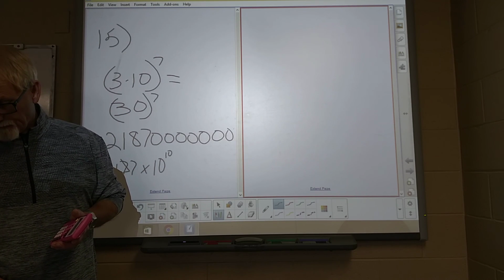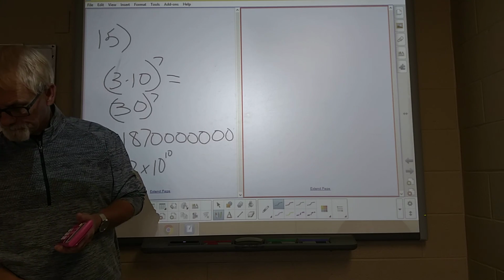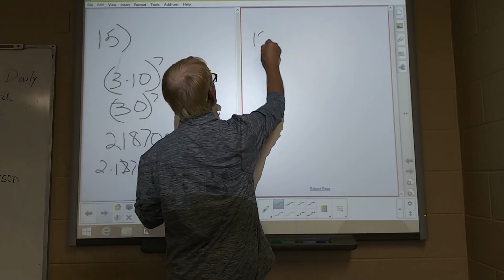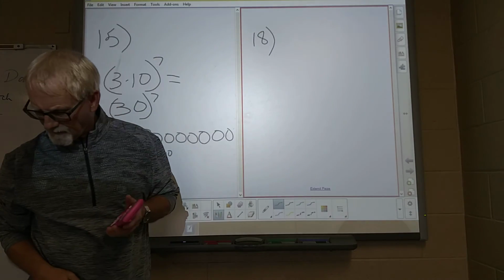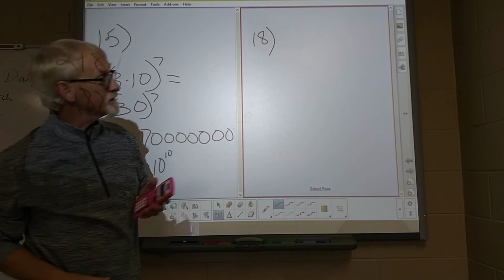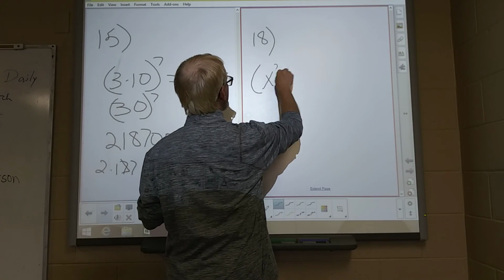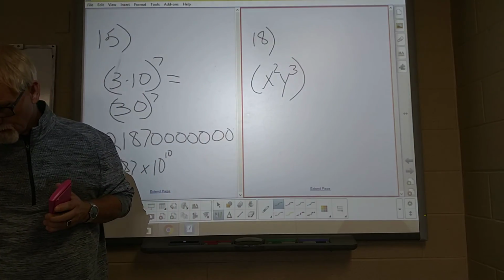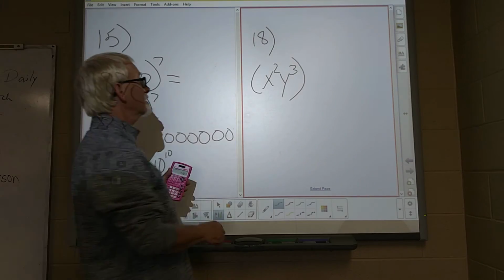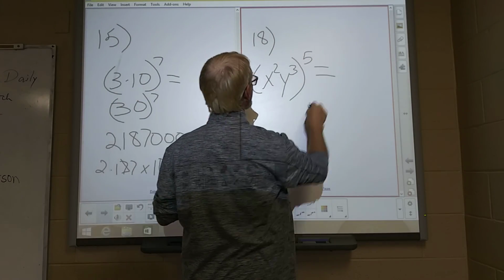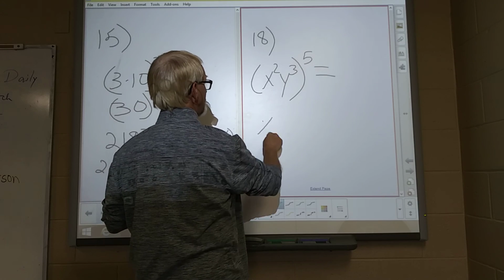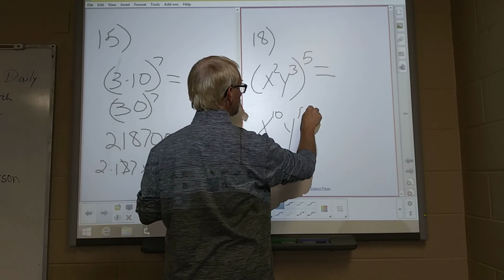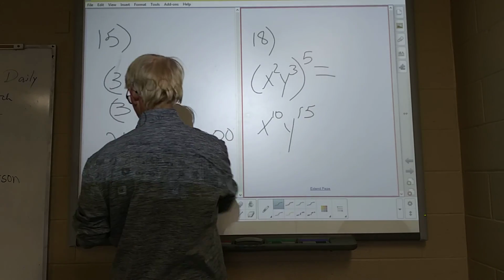Now, let's go to simplify number 18. Here we have x to the second y to the third, raised to the 5th power. That's going to be x, 2 times 5 is 10, x to the 10th, y, 3 times 5 is 15.